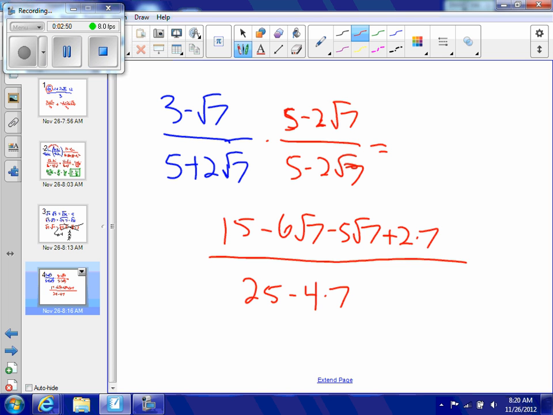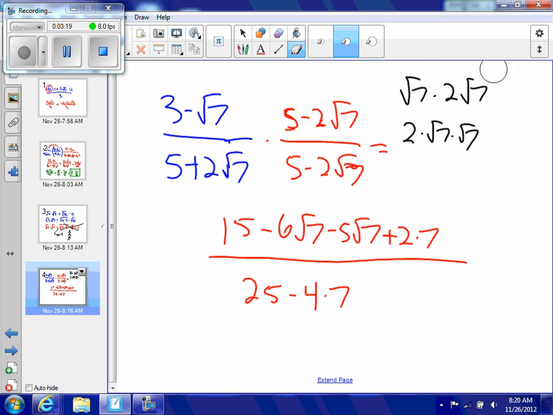Wait, how did you do that times 7 at the end? The one on top? Okay, so if I have radical 7 times 2 radical 7, that's the same thing as 2 times radical 7 times radical 7, right? Does that make sense? Yeah. So you just kind of flip them around until it looks like something that makes sense. Yeah. Use the commutative property of multiplication.